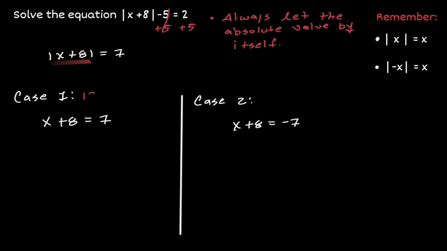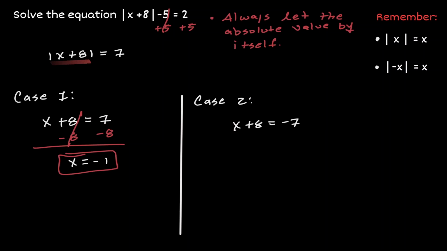In the first case, we are considering the absolute value of 7 as being equal to 7. And in the second case, we are considering the absolute value of -7, which also gives us 7. And now we solve each equation. The equation in case 1, let's subtract 8 to both sides. So our solution is that x is equivalent to -1.